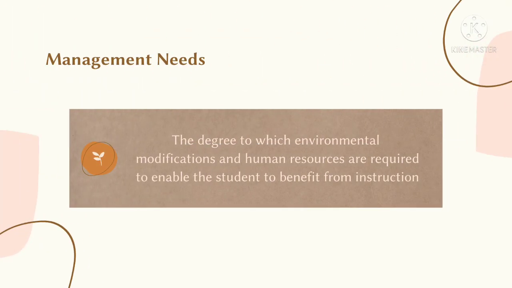The last one is management needs. It is the nature and degree to which environmental modifications and human or material resources are required to enable the students to benefit from instruction. So management needs are determined in accordance with the factors identified in the areas of academic and educational achievement and learning characteristics, social development, and physical development.